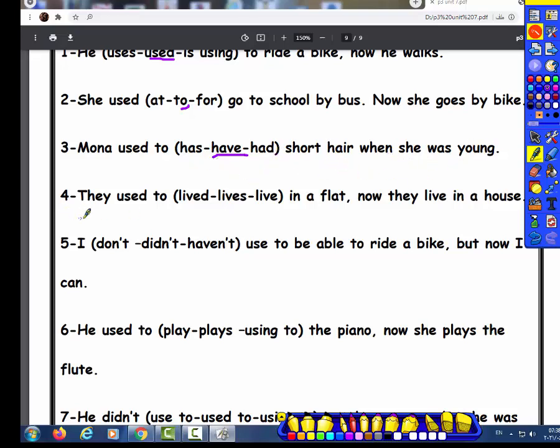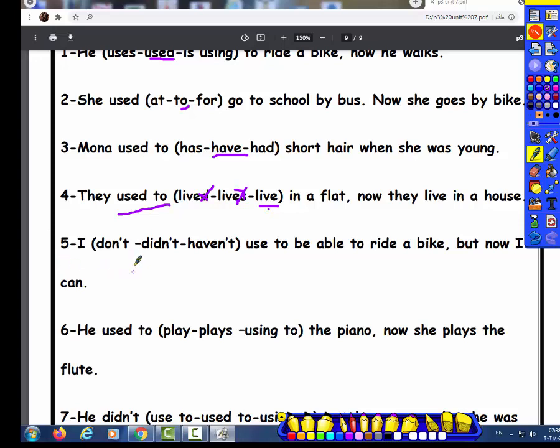Number 4, they used to live. After used to comes verb stem. Where is the verb stem here? Can we say lived with D? No. Or with S, with letter S? No. So the verb stem here, live. They used to live in a flat, now they live in a house.